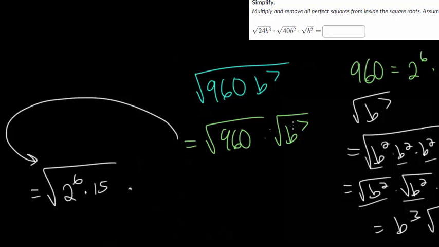And then you have the square root of b to the 7th, which we figured out was b cubed times root b. And just to make it clear, that ends there, so b cubed is on the outside.